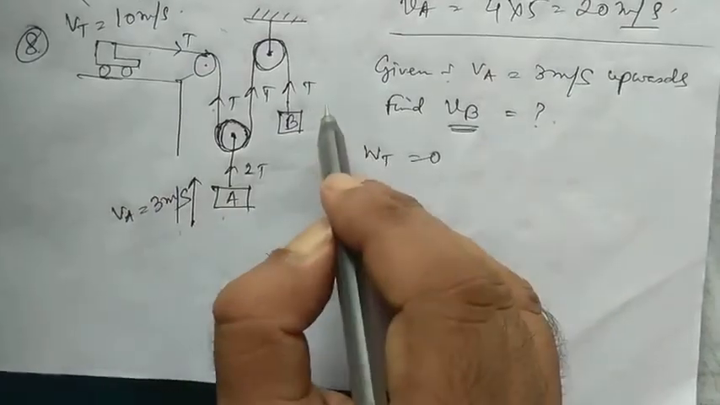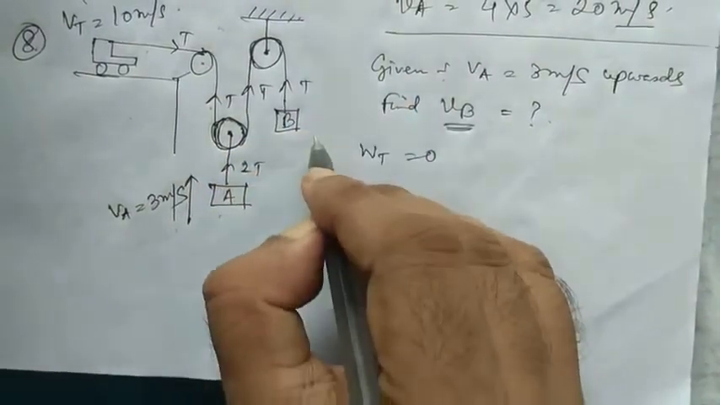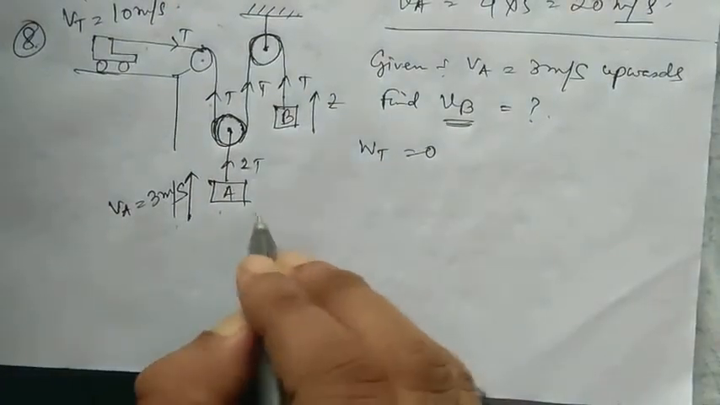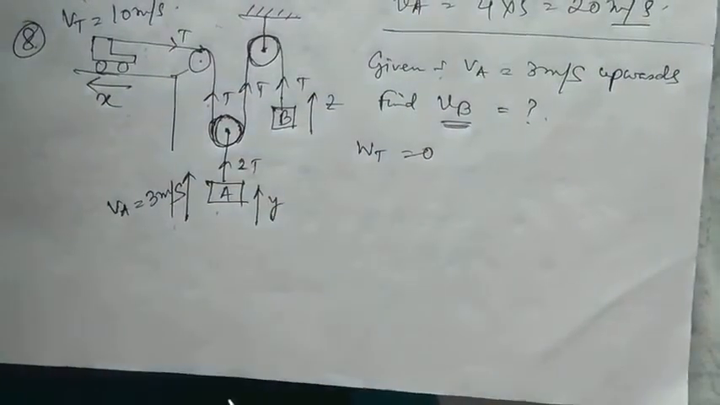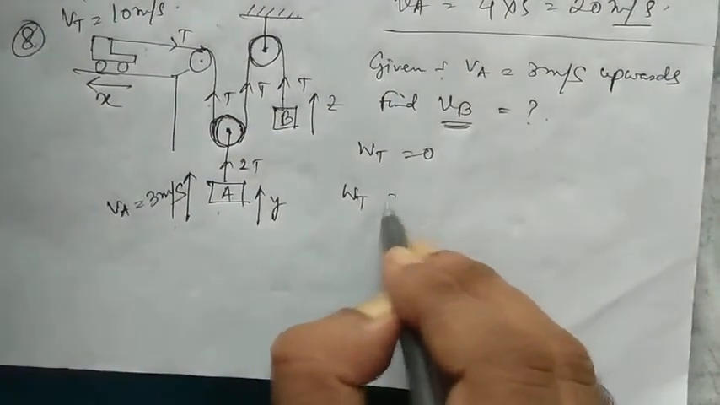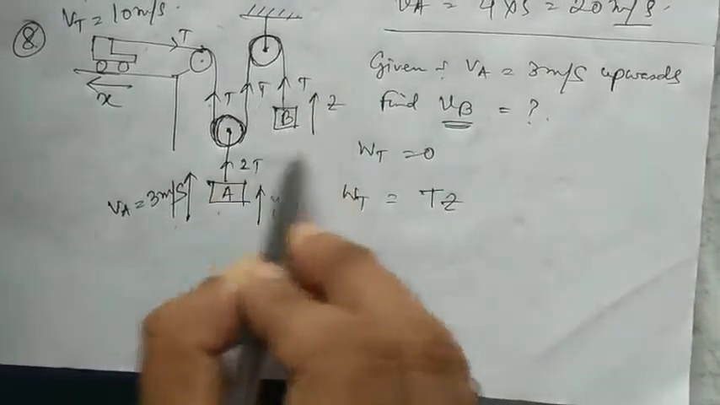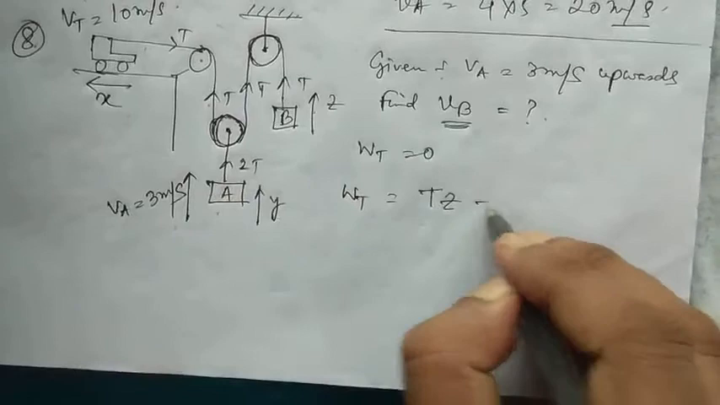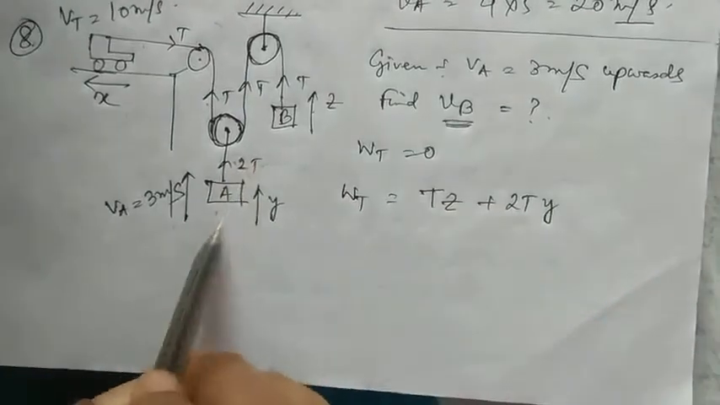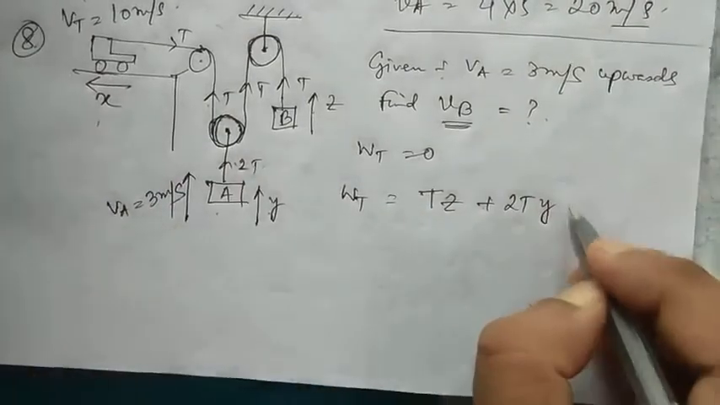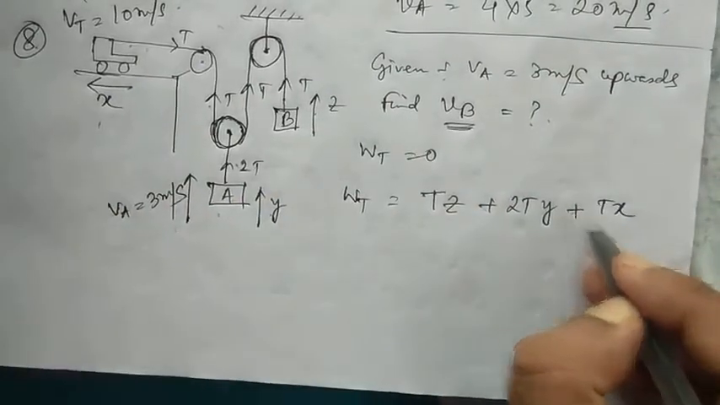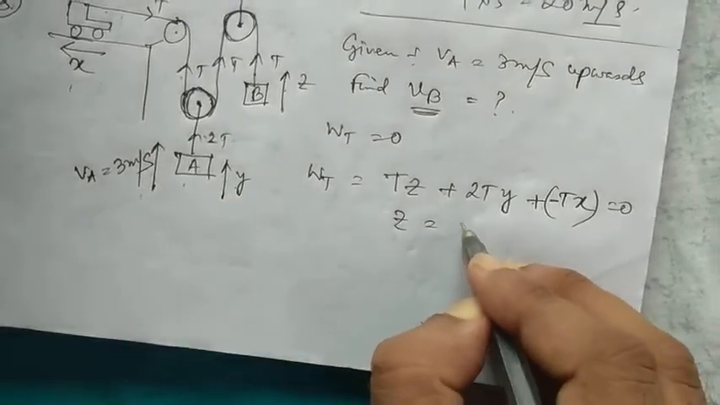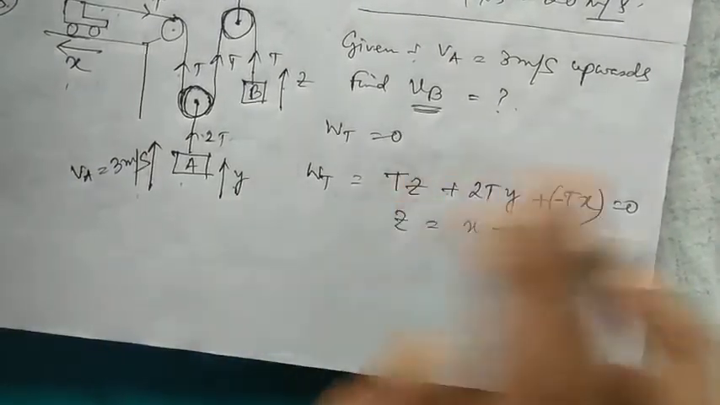Now suppose the block B has a displacement of Z upwards, this is a displacement of Y upwards, this has a displacement of X towards the left, because the velocity is on the left hand side. So WT is equal to TZ for this block B, T and Z in the same direction, plus 2T into Y in the same direction, always with the plus sign, and this also T into X, but here T is on the opposite side of X, so this sign will be minus, is equal to 0. So from this relation we get Z is equal to X minus 2Y, transposing on the left side.